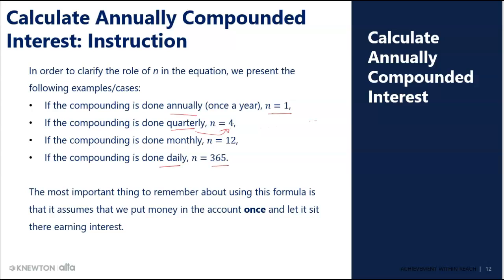Now, if you're told it's compounded daily for 2 years, you're going to do 365 times 2. You're going to figure that out before you make it an exponent. So the most important thing to remember about using this formula is that we put the money in the account once and we let it sit there earning interest. This is not taking into consideration the fact that you may be adding money to this account, or you may be borrowing more, if it's a loan, borrowing more money against this account. But this is, the money's in the account once and it sits and earns interest.